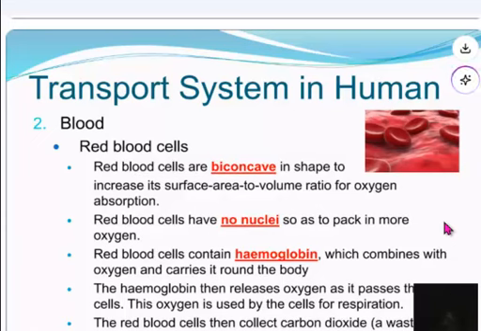Then we have the red blood cell containing hemoglobin. We are talking about the red blood cell now, which combines with oxygen and carries it around the body. That is the function of hemoglobin. Then the hemoglobin releases oxygen as it passes the cell. The oxygen is used by the cell for respiration.